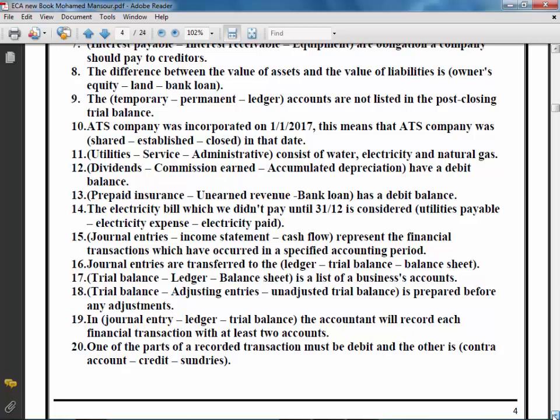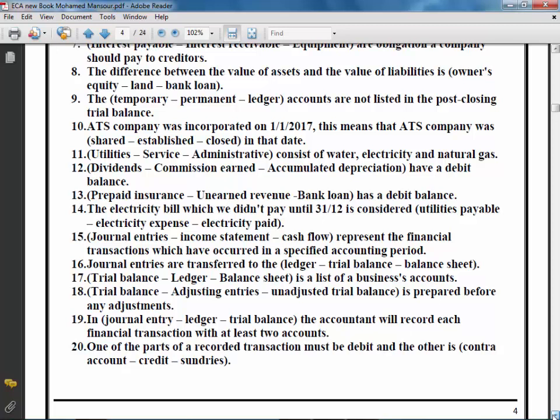Number 16. Journal entries are transferred to the ledger, trial balance, balance sheet. Of course, journal entries are transferred to the ledger accounts. The answer is ledger. Number 17, trial balance, ledger, balance sheet is a list of a business's accounts. Of course, the answer here is trial balance. The trial balance is the list of business accounts.